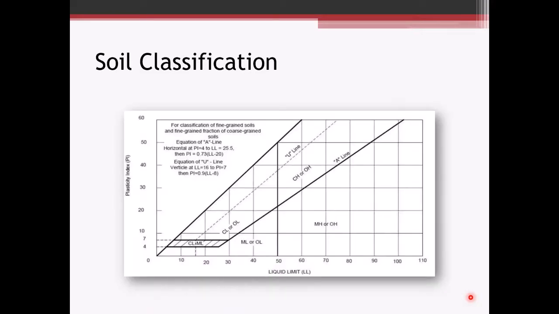And this is one of the charts for classifying the fines. The lower left soils, the CLs and the MLs, are going to be the low plasticity clays and silts, based on the liquid limit and plasticity index. Whereas to the right of this solid line, the MH and the CH are going to be the higher plasticity silts and clays. And the O's are going to be organic materials.